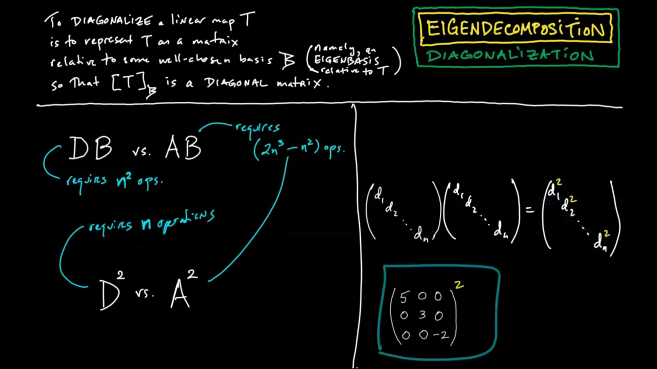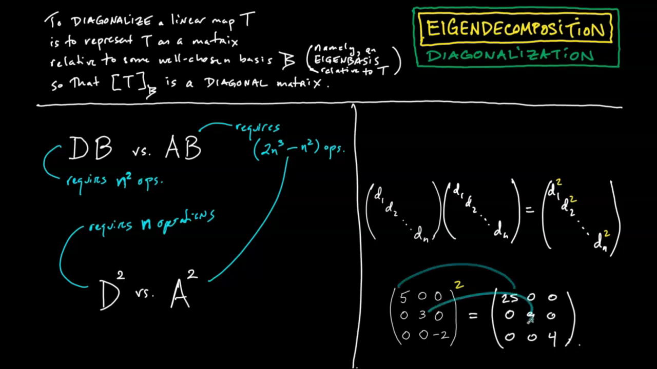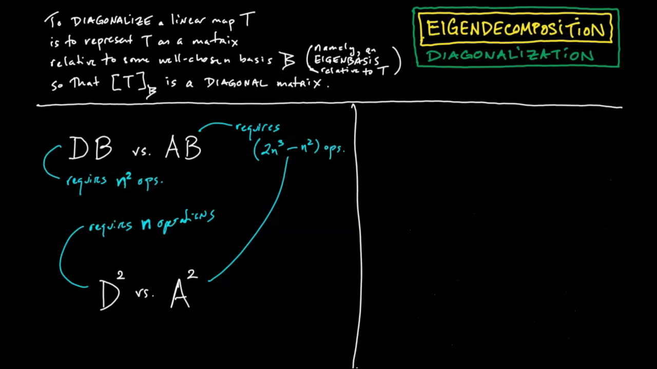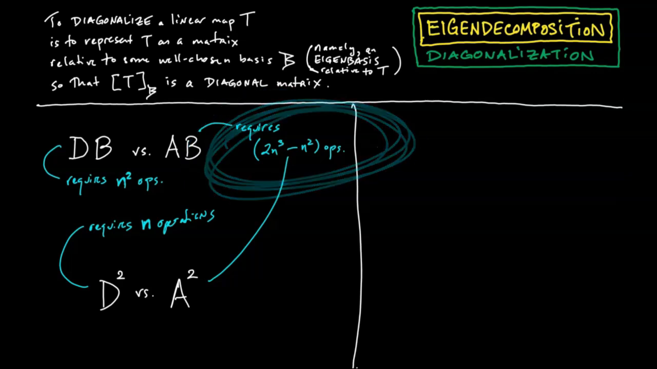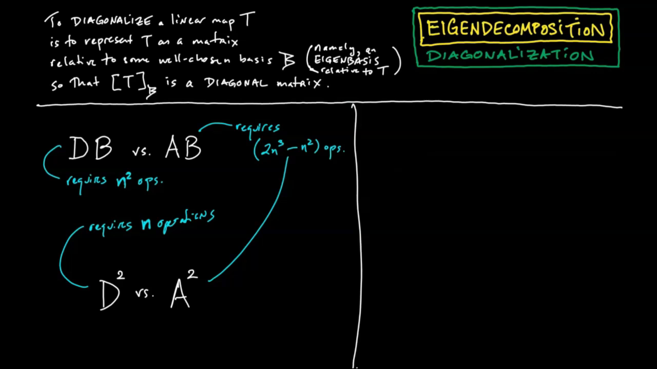For instance, if we square this diagonal matrix, whose diagonal entries are 5, 3, and minus 2, we get a new diagonal matrix whose entries are 25, 9, and 4. And that's that. Only 3 operations involved rather than the 45 operations that would be involved in squaring a general 3 by 3 matrix. And of course, if we are working with a large matrix, then the savings are really substantial. Squaring a 1,000 by 1,000 diagonal matrix only requires 1,000 operations. Squaring a 1,000 by 1,000 general matrix requires almost 2 billion operations. So yes, we like diagonal matrices very much.